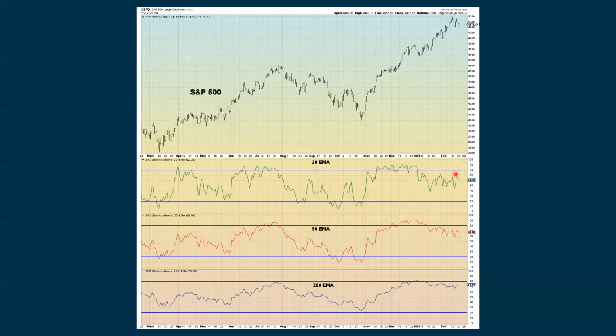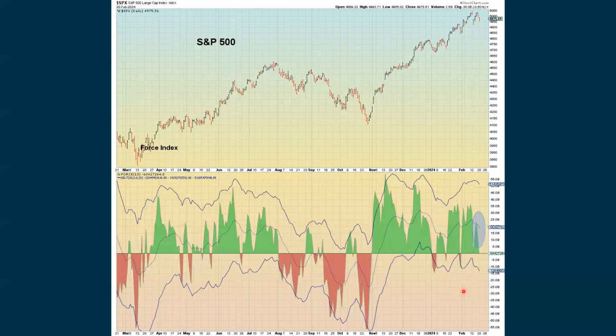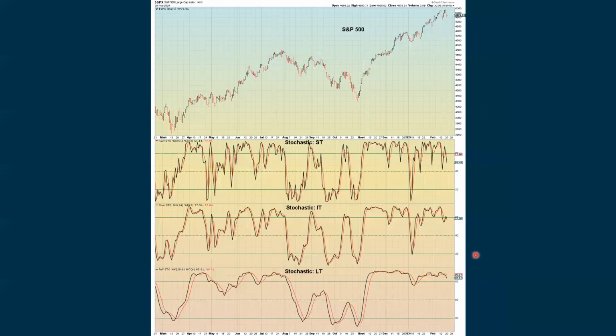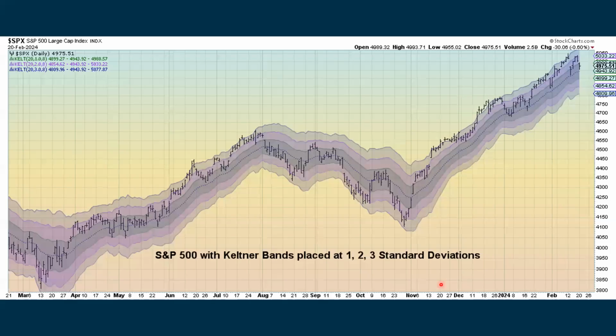We did see a bit of a decline with our 20/50, and we're pretty much flat with our 200-period moving average study. We did decline with the force index, but we're still positive. We're no longer extreme in the short term with our stochastics, turning back down, and no longer extreme in the intermediate term. We are declining, but still extreme in the long short-term stochastics. We're not extreme here with the standard deviations chart.